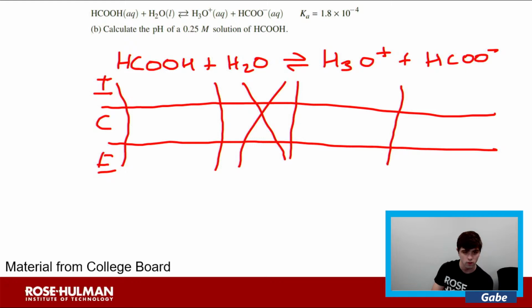So we can just put a nice X through there and not worry about the water in this ICE table. We look at our initial concentrations that we're given. It says 0.25 molar methanoic acid, so we can put our initial concentration as 0.25 molar.